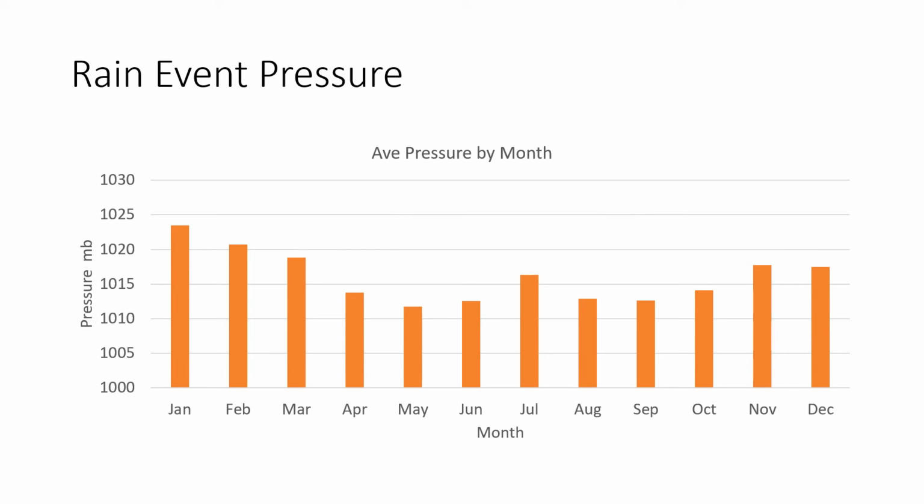And then pressure, as we'd expect, cold air is more dense than warm air, so pressures are higher in the slightly colder months than they are during the summer months during each rain event.